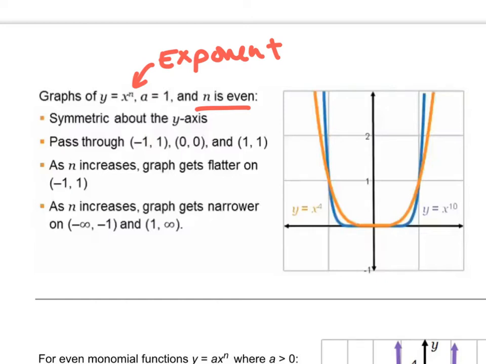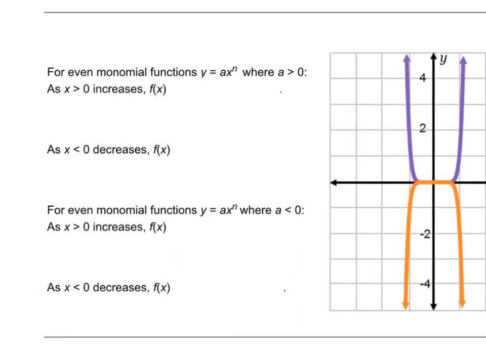And we have two examples here. You have y equals x to the 4th, and you have y equals x to the 10th. And what happens is that the smaller your exponent, the wider your graph is. And if your exponent gets bigger, then the faster your graph goes up. It's thinner, and that's what this means here. As n increases, the graph gets flatter. As n increases, it gets narrower. That's that.